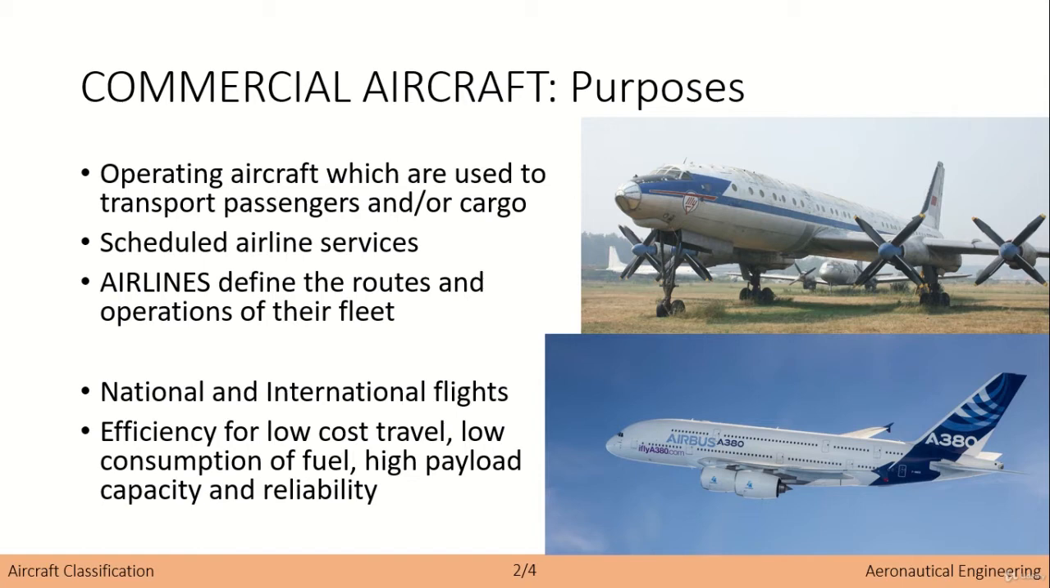What they do is they schedule airline services, and the airlines actually define the routes and operations of their fleet. This is the whole amount of airplanes that the airlines have. You have national and international flights, and of course the most important parameters to optimize are actually efficiency, so that you can have low cost travel, low consumption of fuel, high payload capacity, this means high capacity regarding passengers or cargo, and especially one of the most important is reliability. So you need the aircraft to not break down at all at any instance.